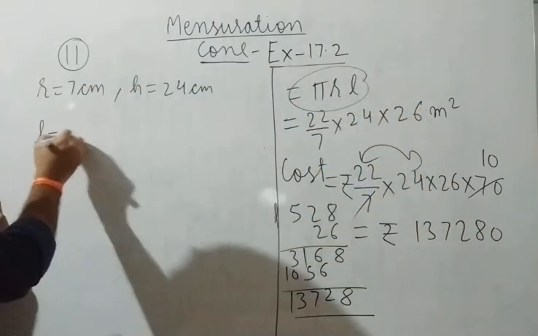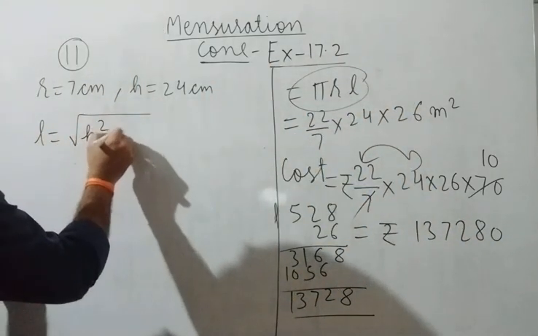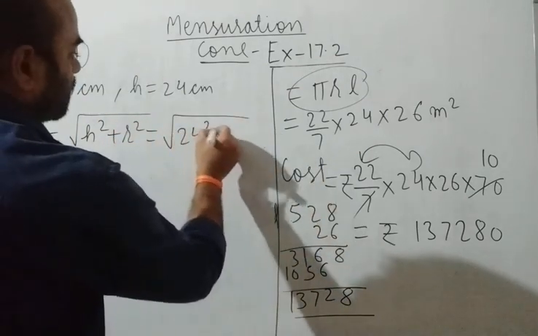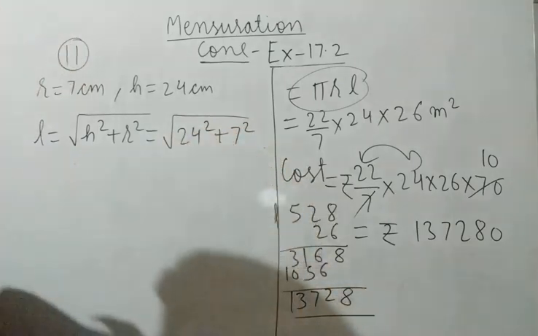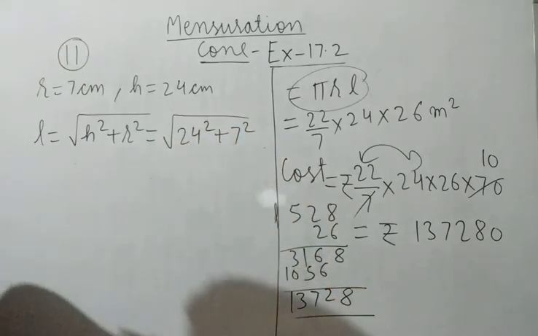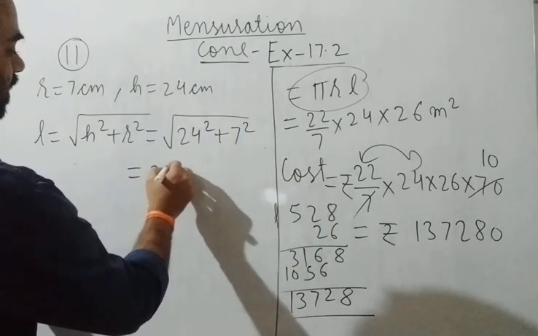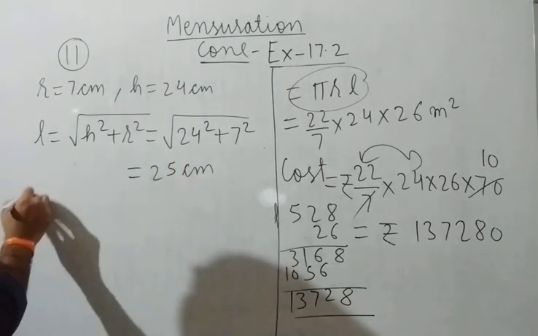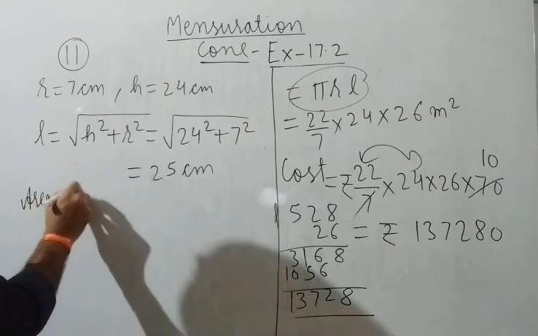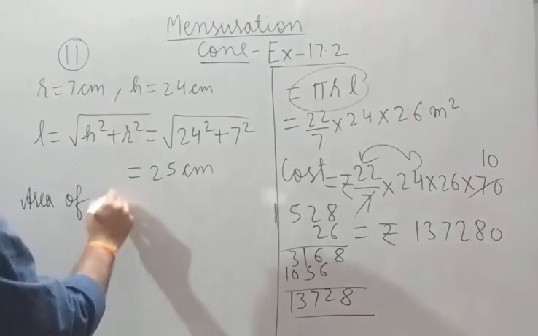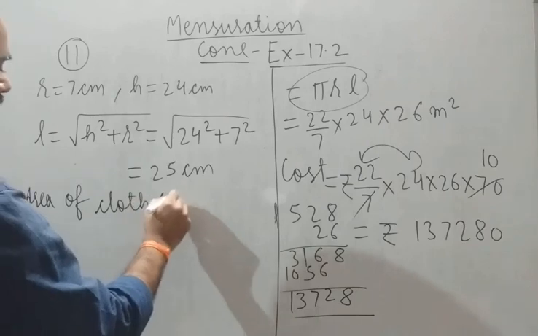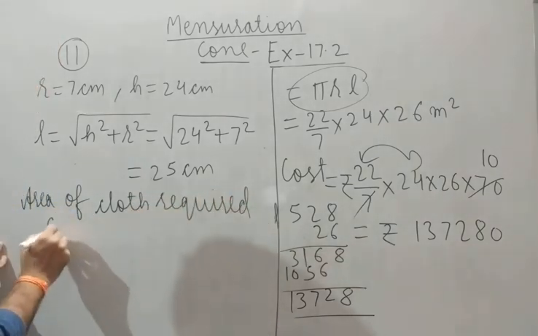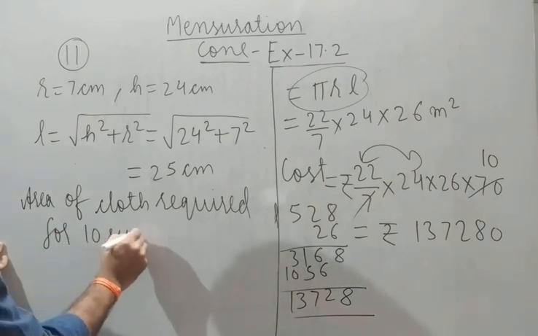So slant height will be L = square root of H square plus R square, that is 24 square plus 7 square, and that will give 576 plus 49, that is 625. It means 25 centimeter. Correct? So area of cloth required for 10 such caps.